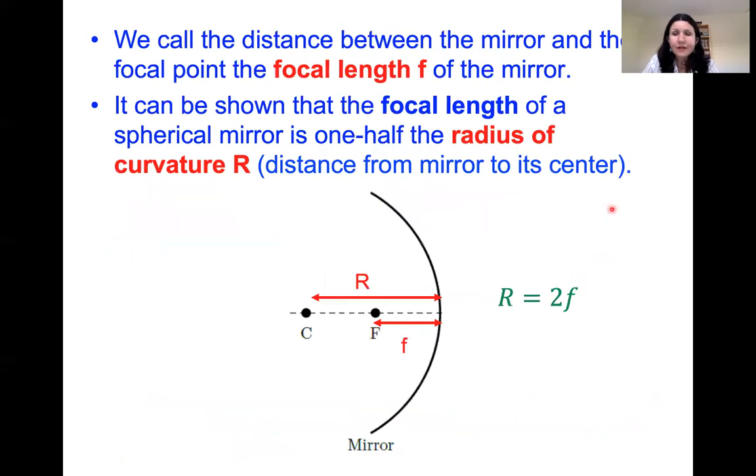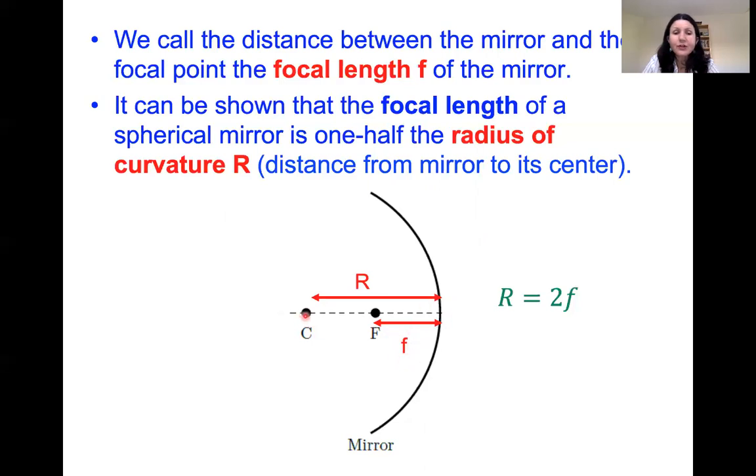Okay, so there are other important properties of these mirrors that we need to define. The focal point, we just defined, it's F, but what's more important is the distance, because we'll use this distance to do some calculations later. So the distance from the focal point to the mirror is known as the focal length of this mirror, and we use little f for that.